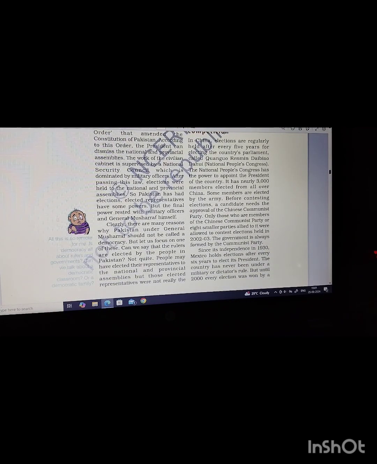The work of the civilian cabinet is supervised by a National Security Council, which is dominated by military officers. So the civilian cabinet was actually supervised by a National Security Council, which is totally dominated by military officers who are under General Musharraf. Means he has control over each and every section of the whole country. And after passing that law, elections were held to the national and provincial assemblies. So Pakistan has had elections. Elected representatives also have powers, but the final power only rested with the military officers and General Musharraf, because they can dismiss the national and provincial assemblies if they don't work under him.